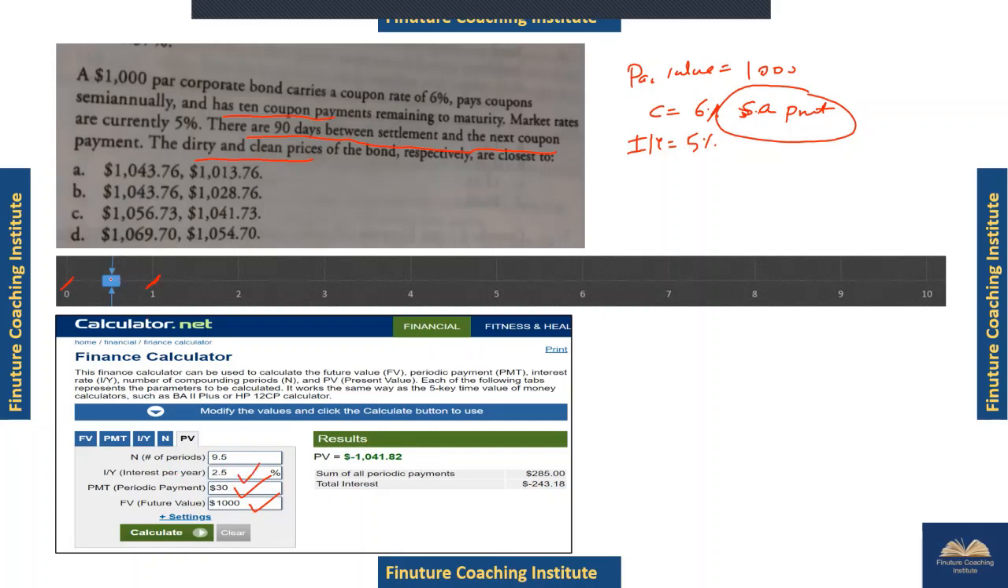And given that there are a total of 10 payments remaining and we are standing at 3 months, so the N is 9.5. The answer you get is 1041.82. This is your clean price. If you add accrued interest to it, you get 1056.82, which is clearly option C. The display was slightly slow because I did it on a website since I did not have the financial calculator software. So option C is correct.